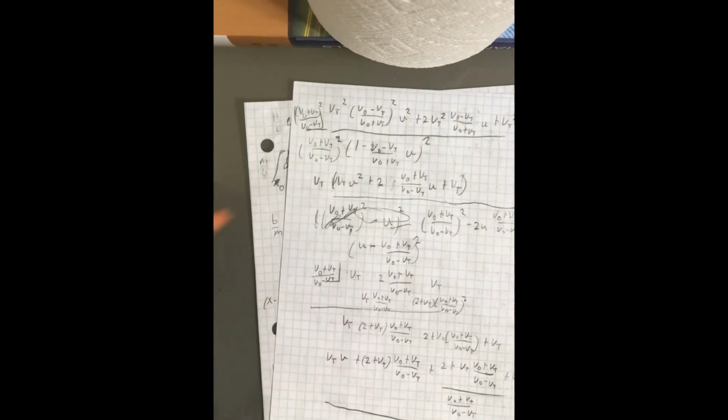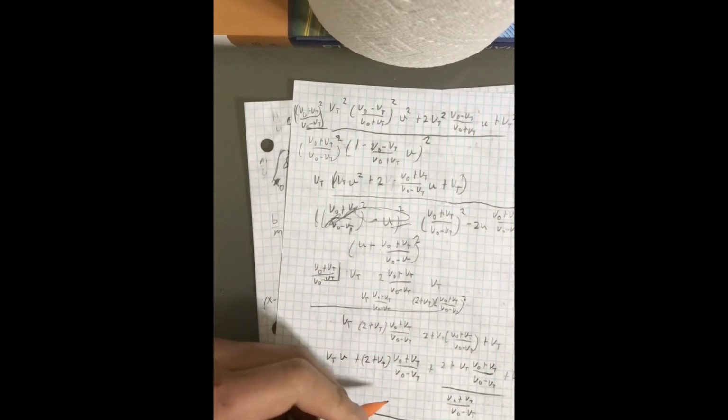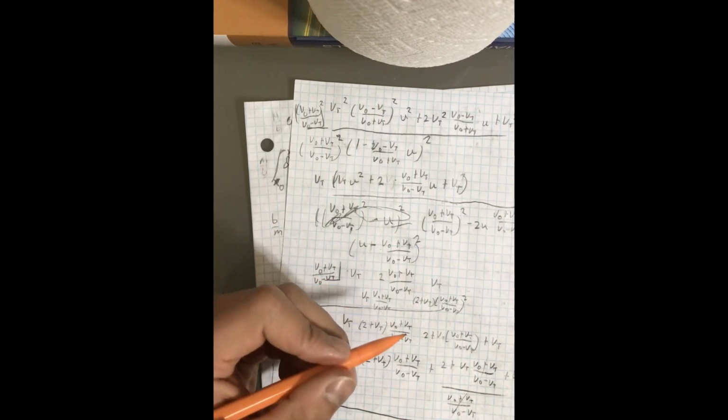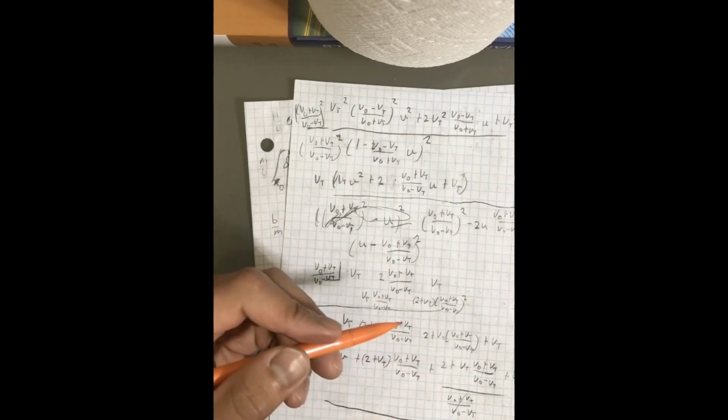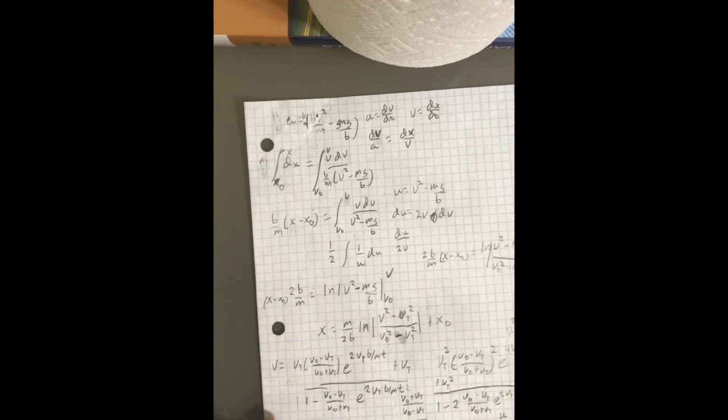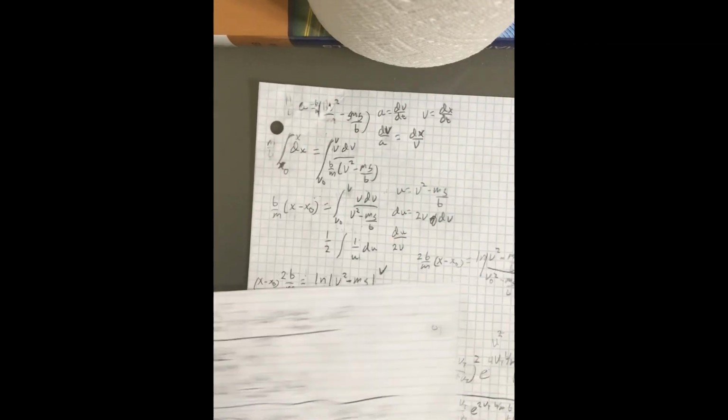Yeah, that's right. So this simplifies a little bit. That and that will cancel, and you can split it up into two fractions. So now remember, going back, our antiderivative was right up here.